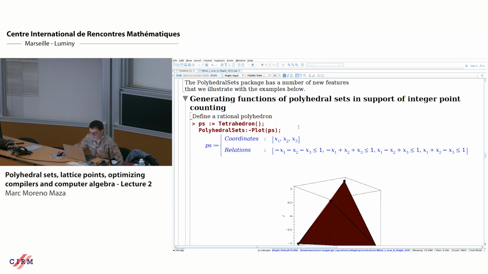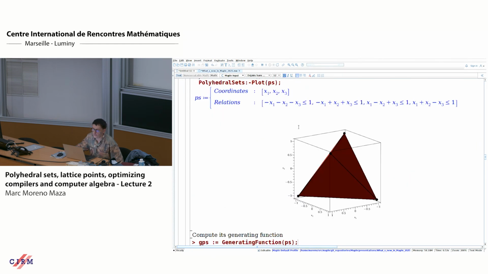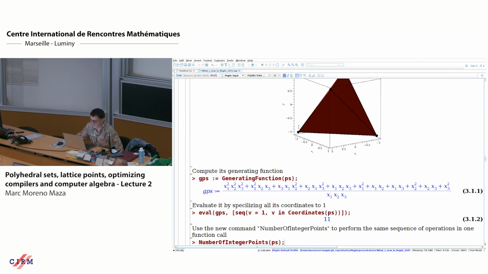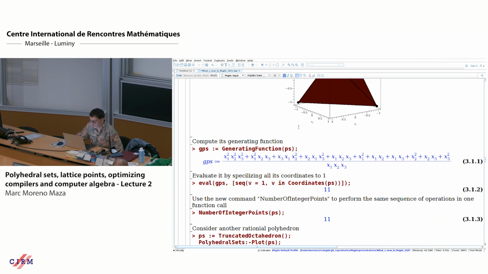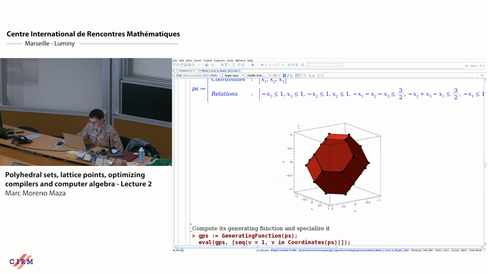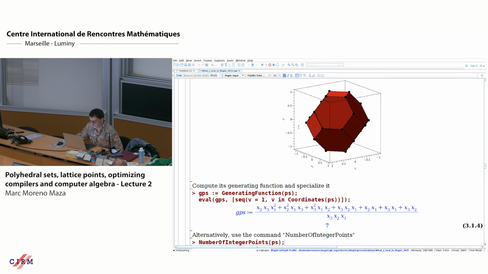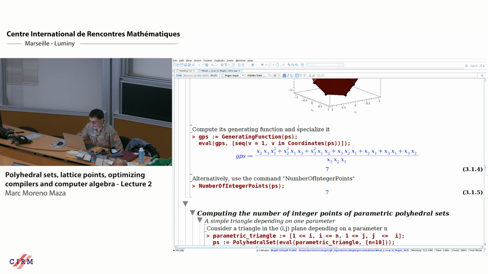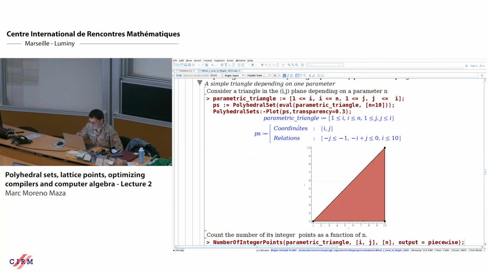So yes, we can compute generating functions of non-parametric polyhedral sets. Maybe you're going to show these examples. And now moving to the parametric case. I will start with toy examples.